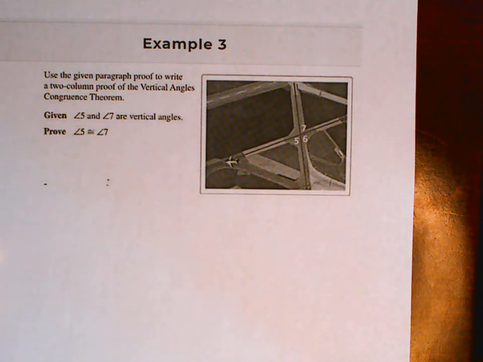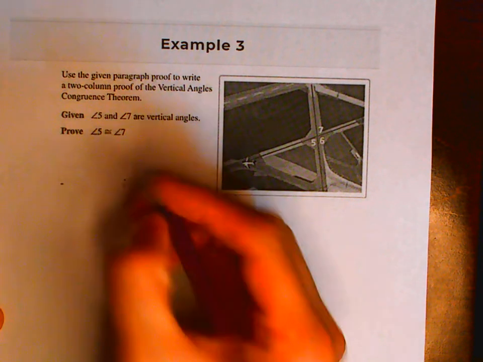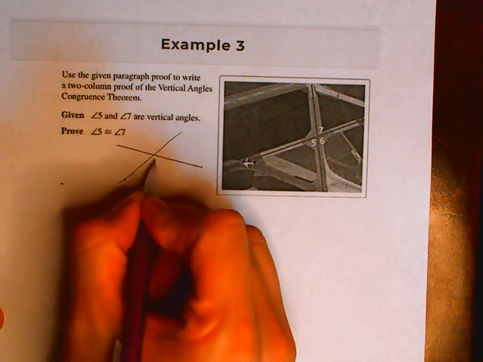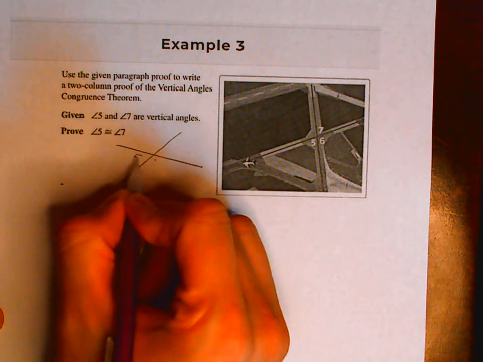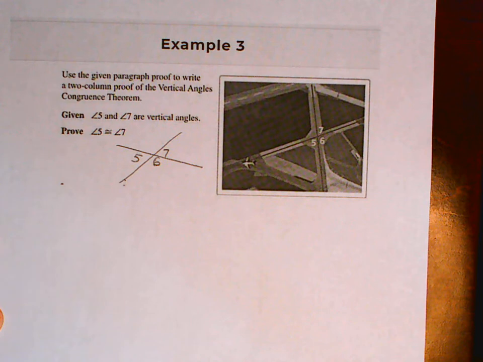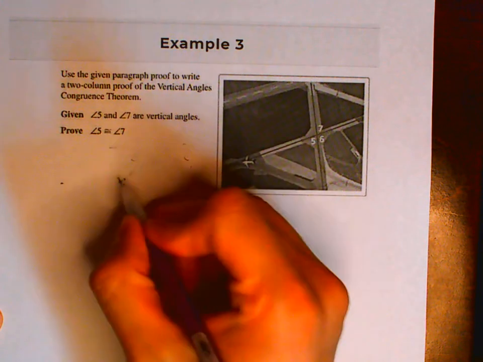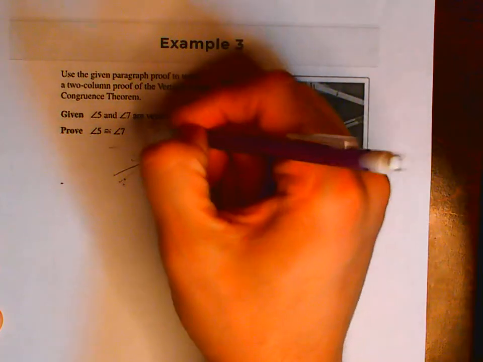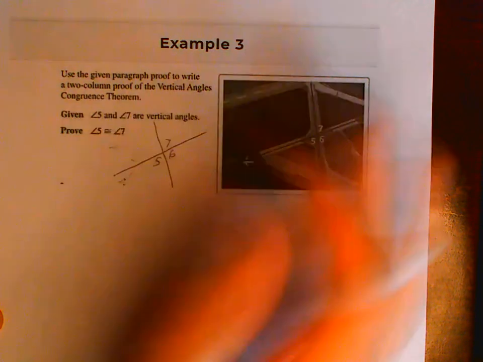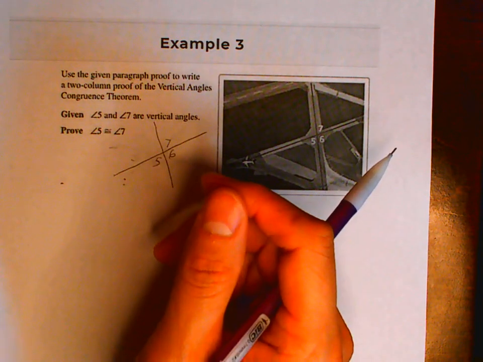Okay, example number 3. I know the diagram's probably a little bit hard to see, so I'm just going to copy it on this side. You literally have the intersection of two lines. You have angles 5, 6, and 7. I know that one line goes like this, and the other line goes like this: 7, 6, and 5. What we are trying to do is prove that 5 and 7 are indeed going to be congruent.